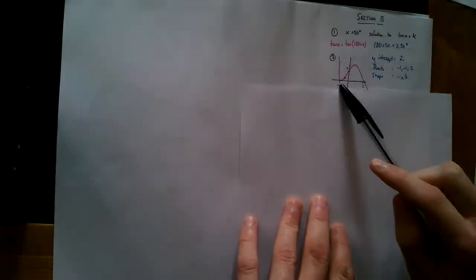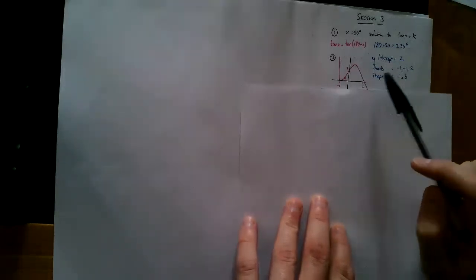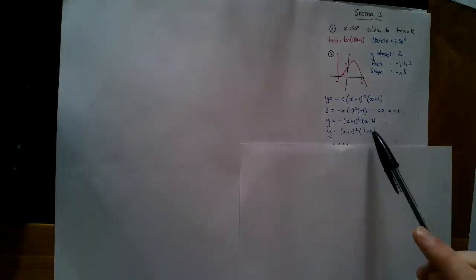the roots are -1, -1, and 2, and the shape's a negative. It would start on the top, go to the bottom, so it's minus x cubed. So when you look at all the options, the only one that works is the one that looks like this. And then if you look at the last one, the 2 minus x, when you expand that, that's going to give you the minus x cubed, so that's the one we want.